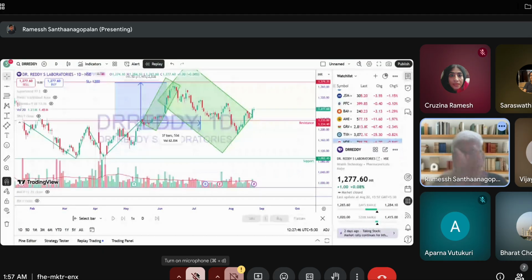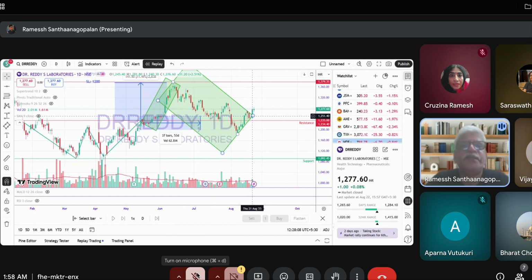Now, same, I'm telling you, keep track of Dr. Reddy's. It has broken out from the flag with good volume. See, this is the day, because this is the rectangle. It has broken out from the rectangle on 21st of August.